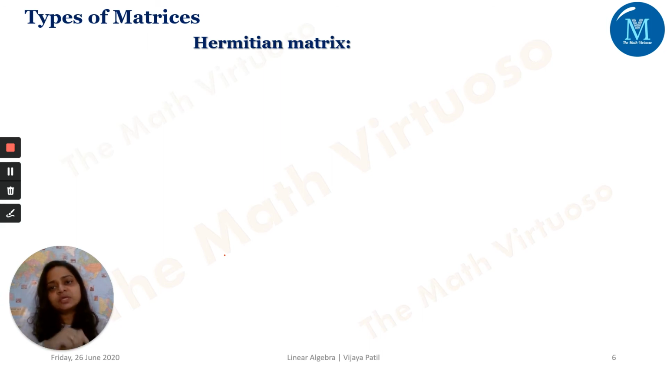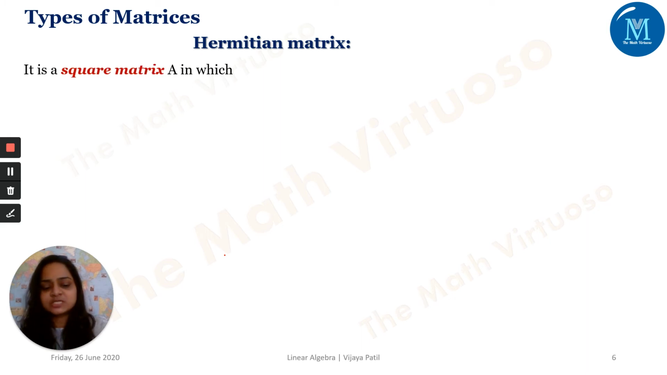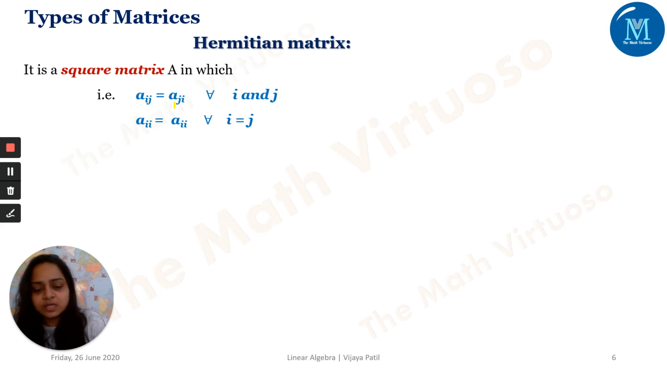That is why I gave you the prerequisite, the transposed conjugate matrix. So it's a square matrix, which has been given to you as Aij is equal to Aji for all i and j, and Aii is equal to its conjugate. Actually, it is like this: there is a conjugate over here. So Aij is equal to Aji conjugate, and Aii is equal to its own conjugate.